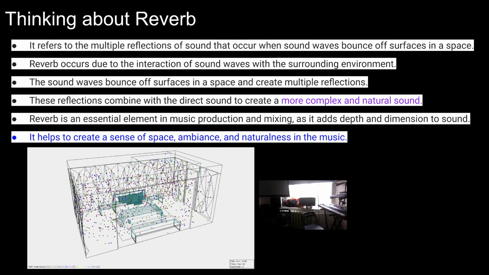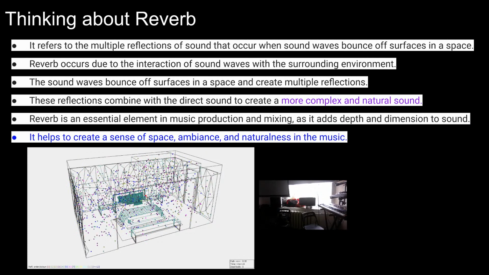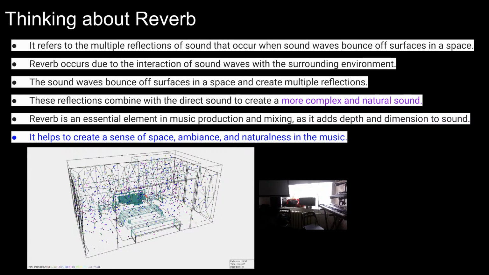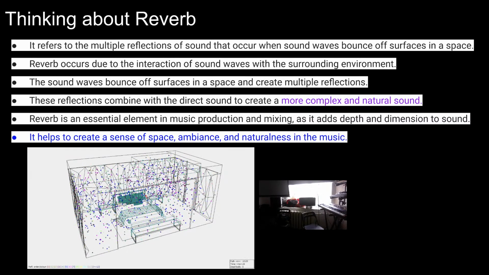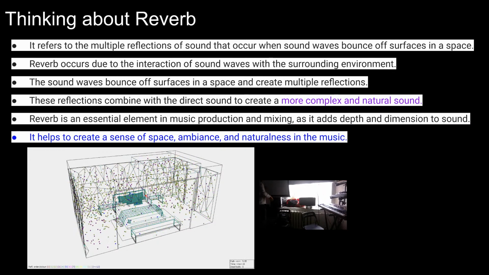Reverb occurs due to the interaction of sound waves with the surrounding environment. The sound waves bounce off surfaces in space and create multiple reflections. These reflections mix together to create a more complex and natural sound. Reverb is very important for music production. We will use it in mixing and in production. We use it to add depth and dimension to a sound.